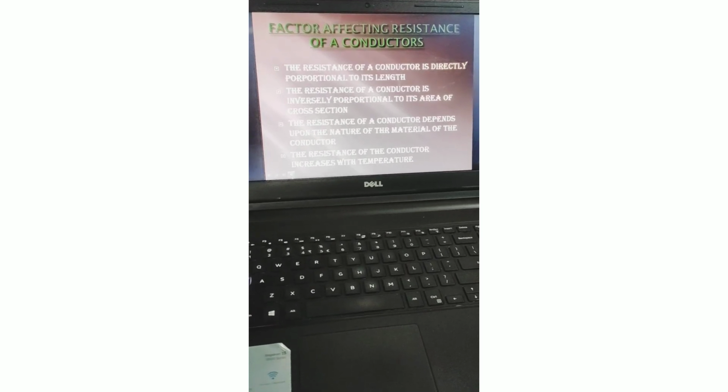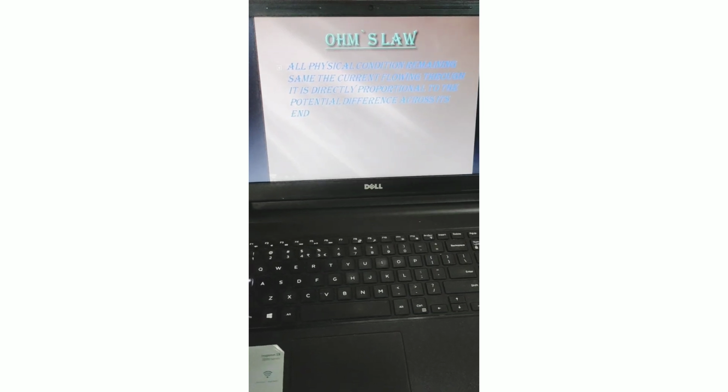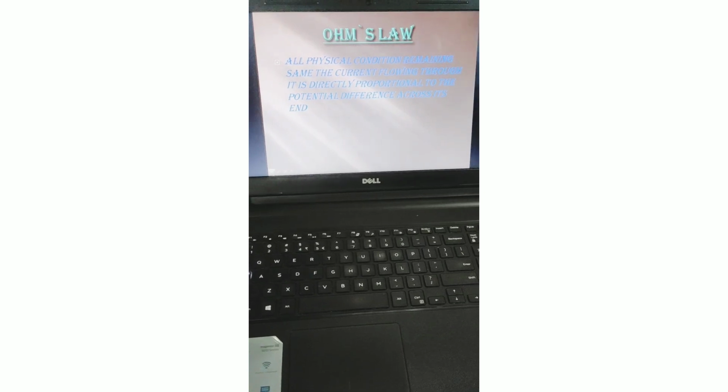Alright student, let us study now about Ohm's law. What is Ohm's law? All physical conditions remaining the same, the current flowing through a conductor is directly proportional to the potential difference across it. That means if current is increased, potential difference will also increase.